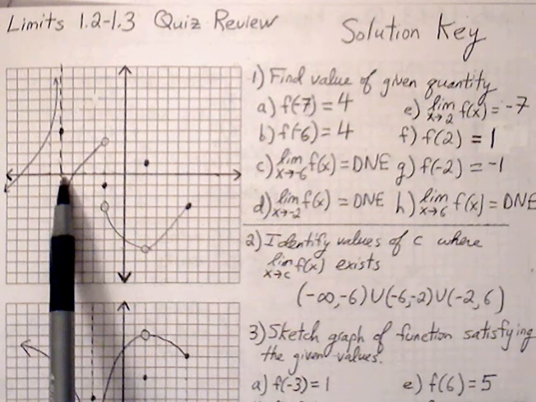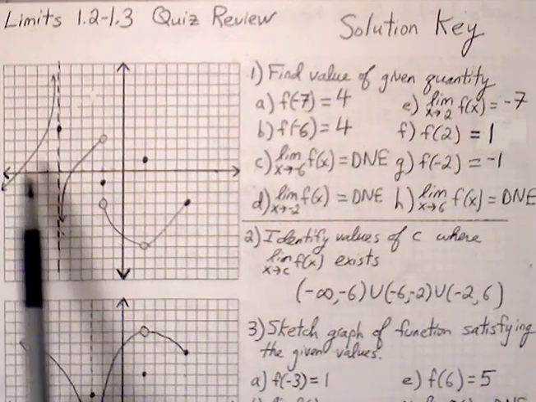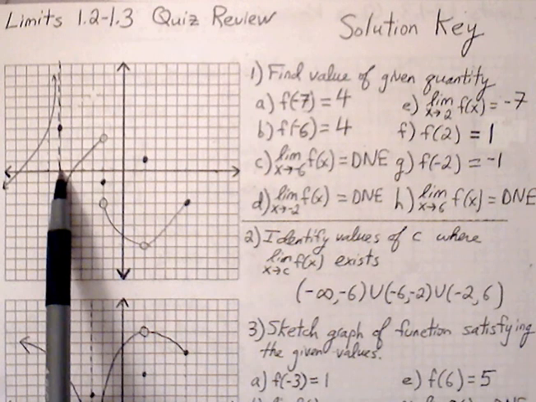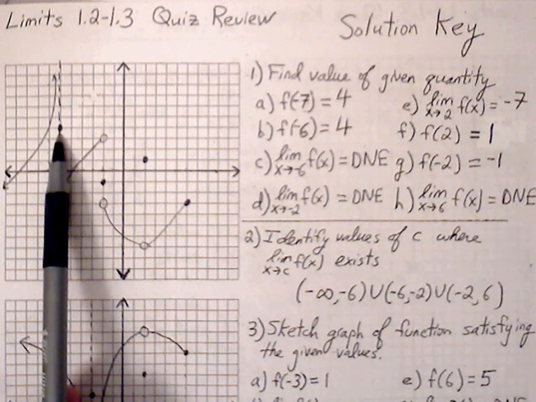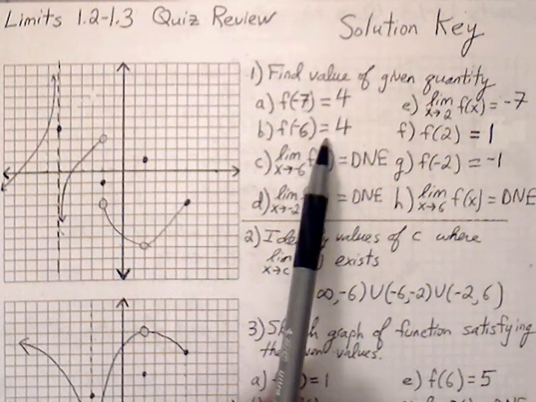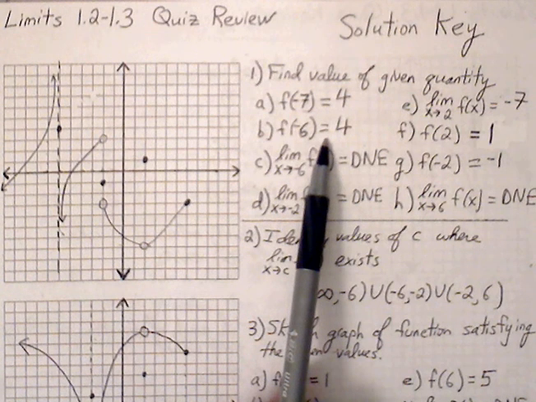So at negative 6, there's a vertical asymptote that's affecting both branches on either side. However, we're only looking for the ordered pair, and there is an ordered pair that exists at y equals 4, or at the y value of 4. So that's our y value for f of negative 6.